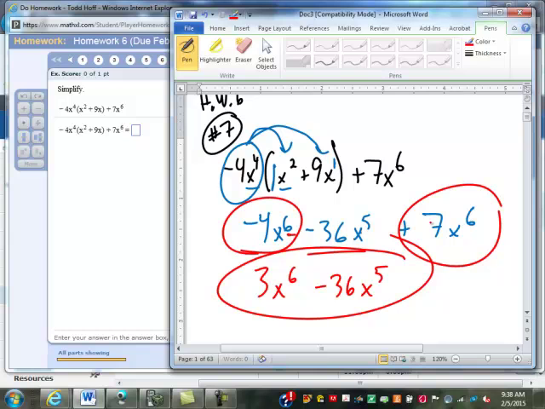Because this is x to the 6th and x to the 6th, this is x to the 5th, so it's slightly different. And that is a common struggle for a lot of students: they're all x's, why aren't they the same? But they not only have to have the same variable, they have to have exactly the same power.